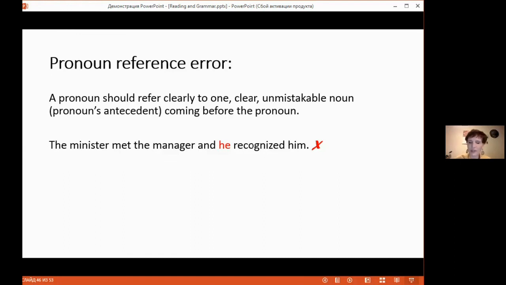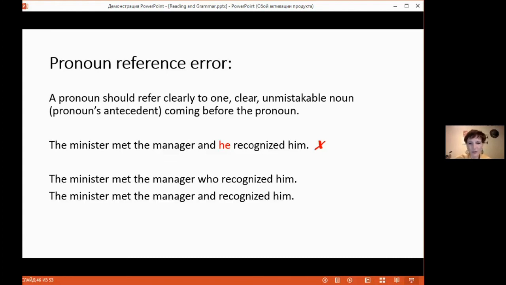We can't delete he. It will make the second part of the sentence not a sentence. So here are the two versions. We can say that the minister met the manager who recognized him. It means that when he met him, or the minister met the manager and recognized him. And in this sentence, it's the minister who does the recognizing part, right?